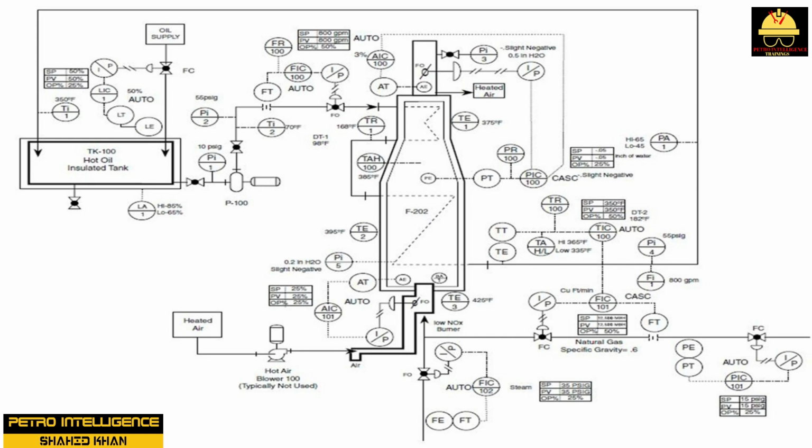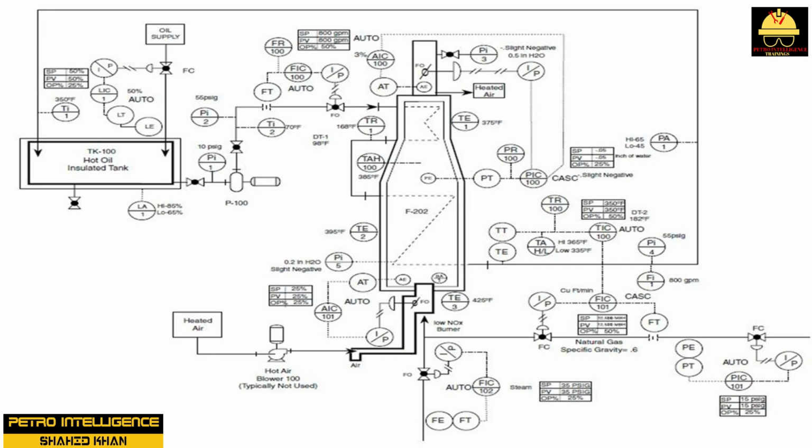6. Line up P100 to F2O2 and into TK100. 7. Set FIC 100 to 200 GPM. 8. Start P100. 9. Monitor process pressures. 10. Increase FIC 100 to 400 GPM. 11. Monitor process pressures and level in TK100. 12. Set AIC 100 to 3% and place in auto. 13. Set PIC 100 to 0.05 and CASC to AIC 100.